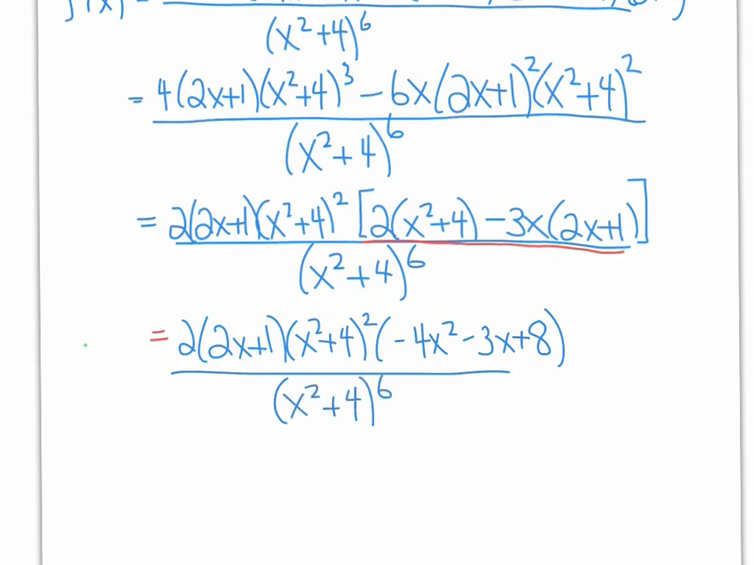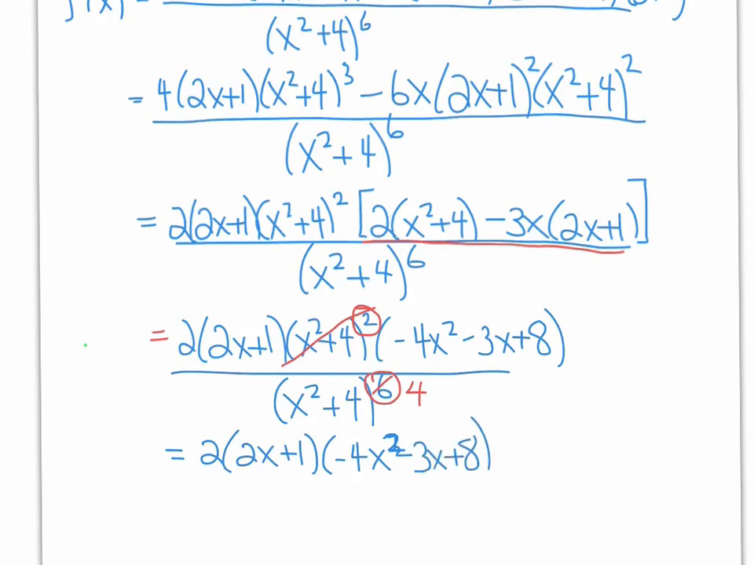Now, the one interesting thing about when we do quotient rule, now that we've done this factoring, is you'll notice that we have 2 of the x squared plus 4's on the top, 6 on the bottom, so we can actually cancel those out and make that a 4. Okay, so there will almost always be that extra little simplifying that can be done as well. So on the top we end up with just this. Sorry, that's a 2, minus 3x plus 8 all over x squared plus 4 to the exponent 4.